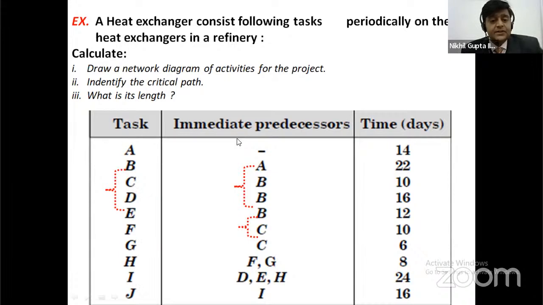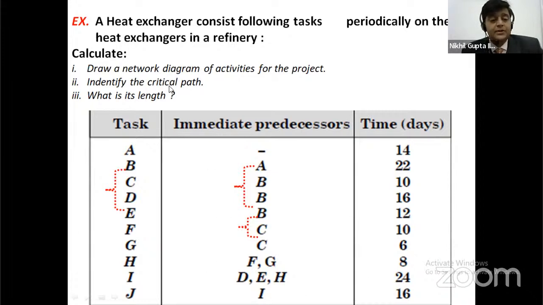For these tasks, these are the predecessor activities, and these are the times. Task A takes 14 days. Task B takes 22 days. Task C takes 10 days. D takes 16 days. E takes 12 days, and so on. And the last one, J, takes 16 days.